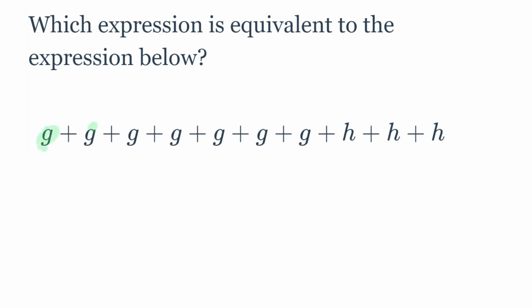When we add these g's together, we are not changing the degrees of the g's. What we have is 1, 2, 3, 4, 5, 6, 7 g's. This is not g to the 7th power. This is 7 g's.